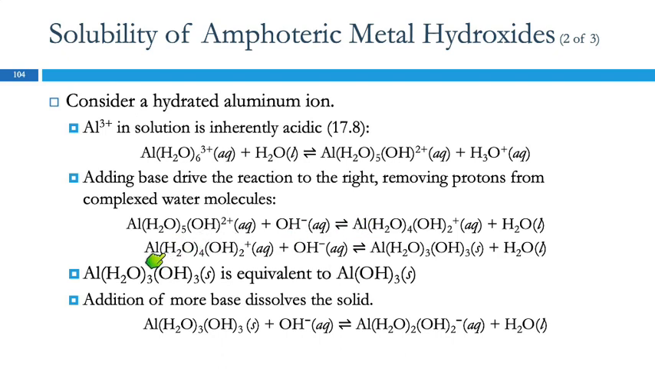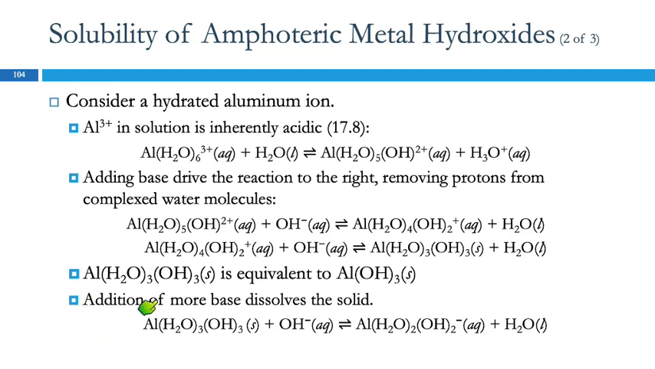Isn't that really confusing? There's so many H2Os and OHs. This Al(H2O)3(OH)3 is equivalent to aluminum hydroxide. It's got 3 hydroxide ions, and these are just basically complex water molecules. They're like groupies, right? They're just following aluminum everywhere he goes, or like really stuck on him.